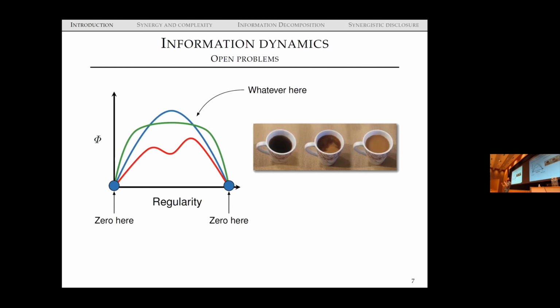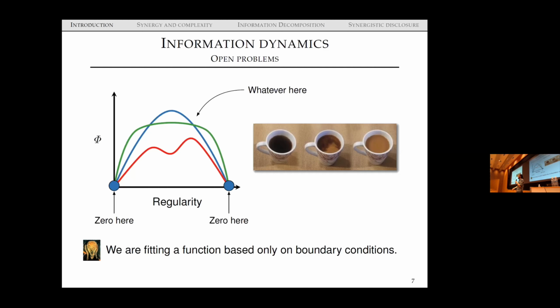We don't actually have meaningful ways of constraining what these measures do in anything but the extremes. So we're basically fitting a function based on boundary conditions. And I think this is related to some of the questions that came up after Larissa's talk: the specific numbers for these phi measures or other measures of information dynamics don't yet have an operational meaning. For example, what does it mean for phi or transfer entropy to be 0.4? We don't actually have tools to, yes.